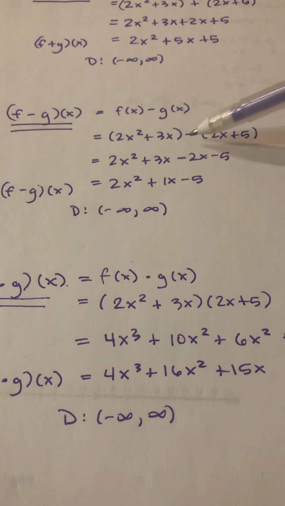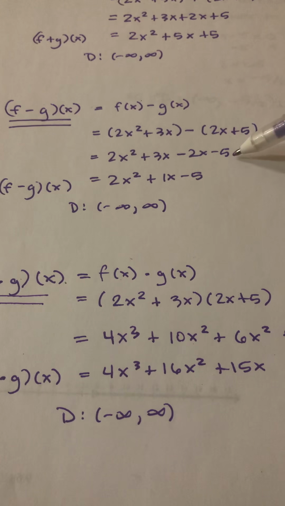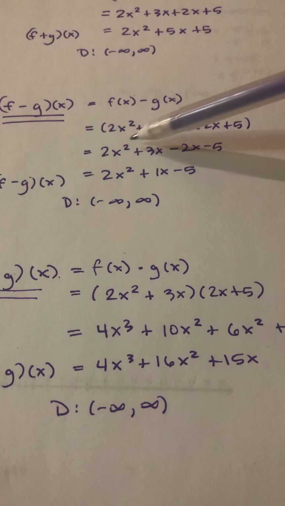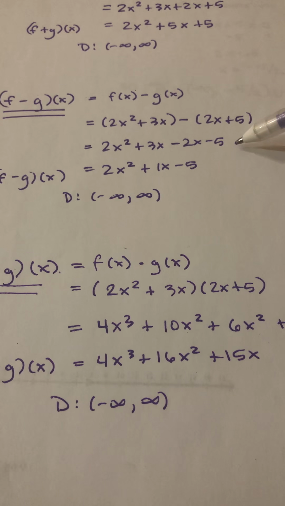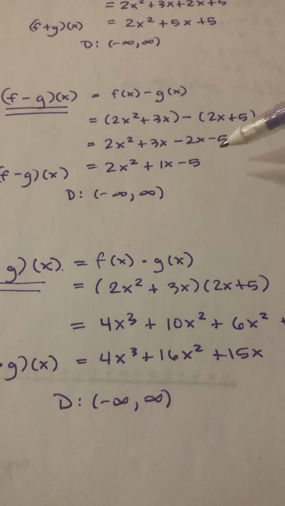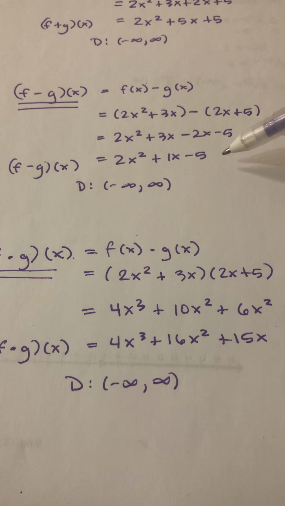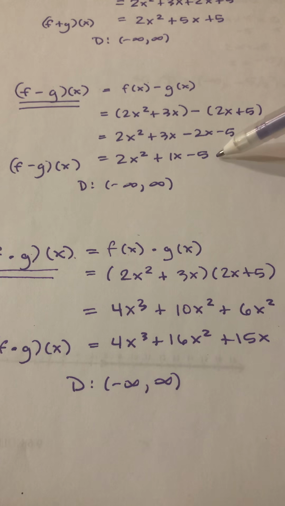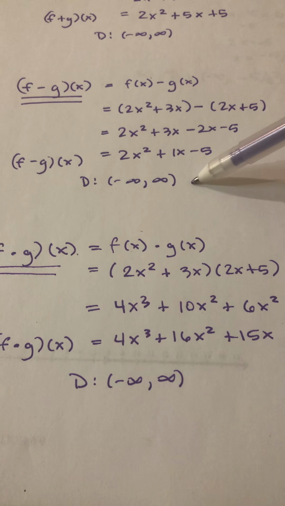Here we will need to distribute because this negative will change the signs of these two items. So I'm going to do that, which makes this now look like 2x squared plus 3x minus 2x minus 5. When I combine my like terms, that gives me the resulting function of 2x squared plus 1x minus 5. Again, this is a polynomial function, which means this domain should be from negative infinity to positive infinity.